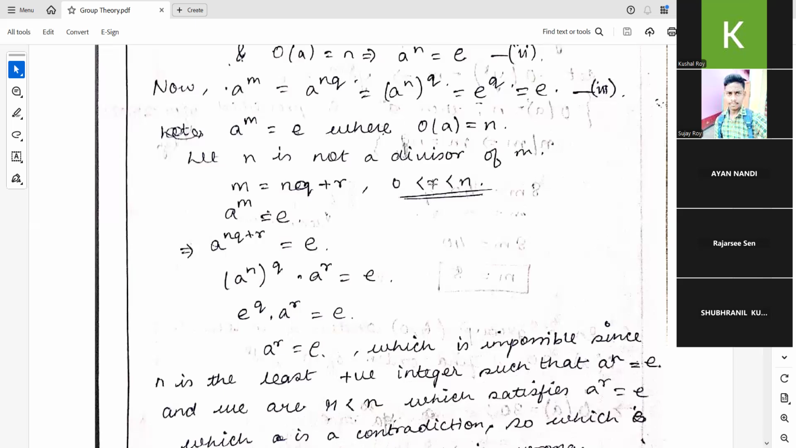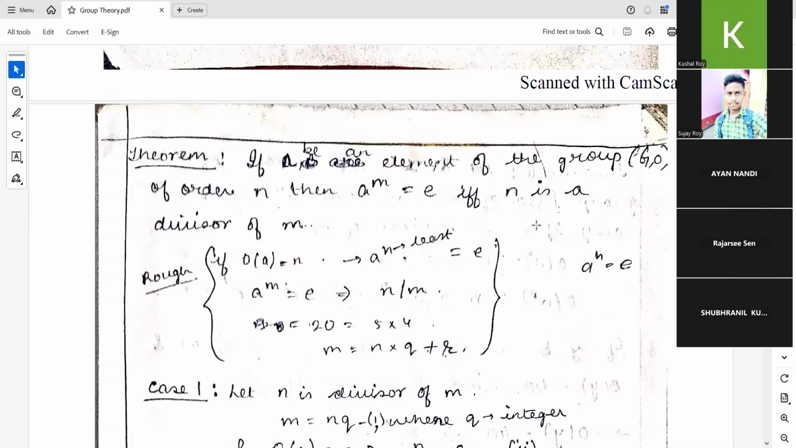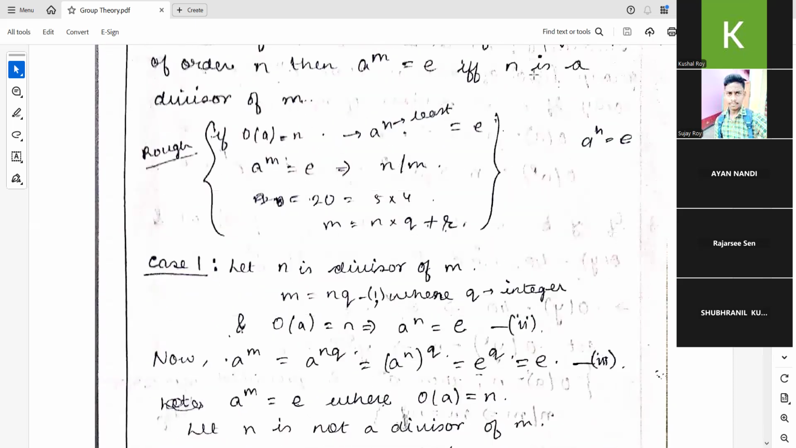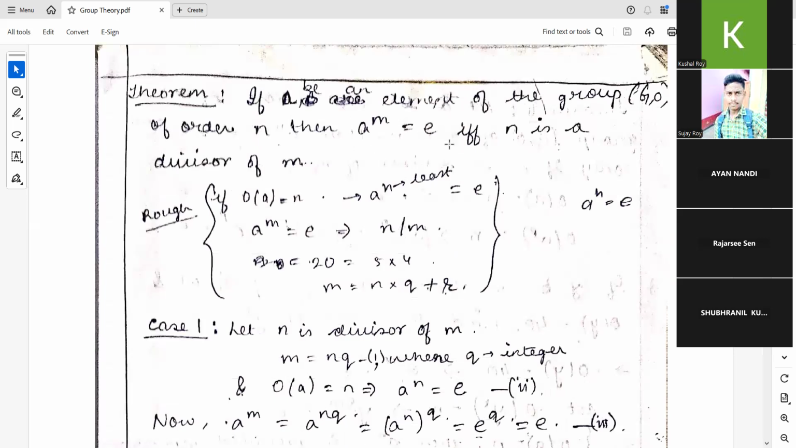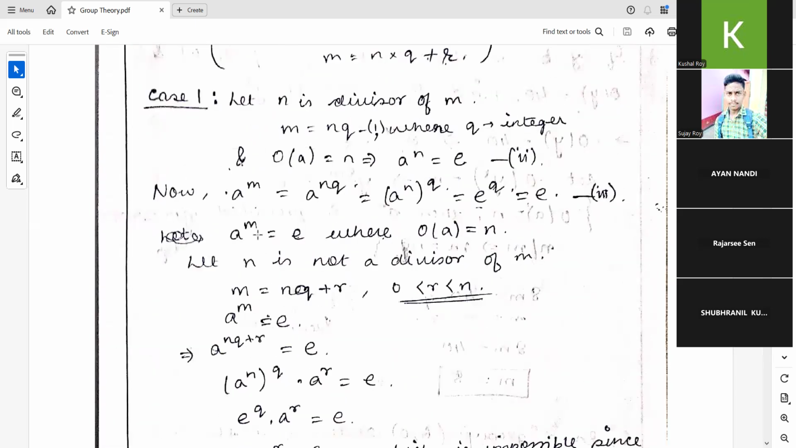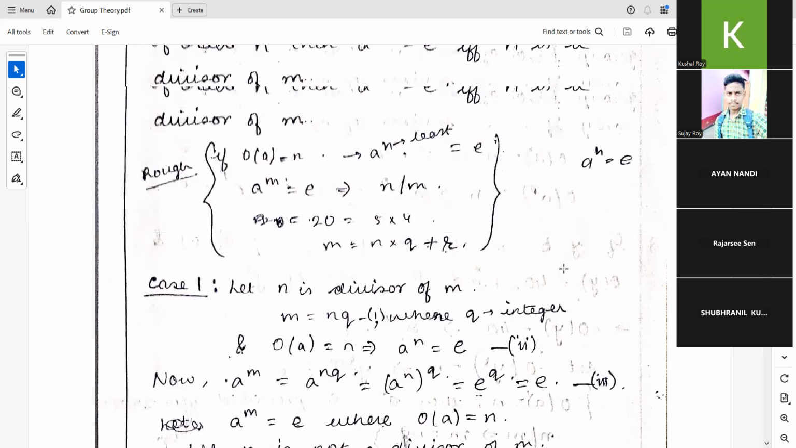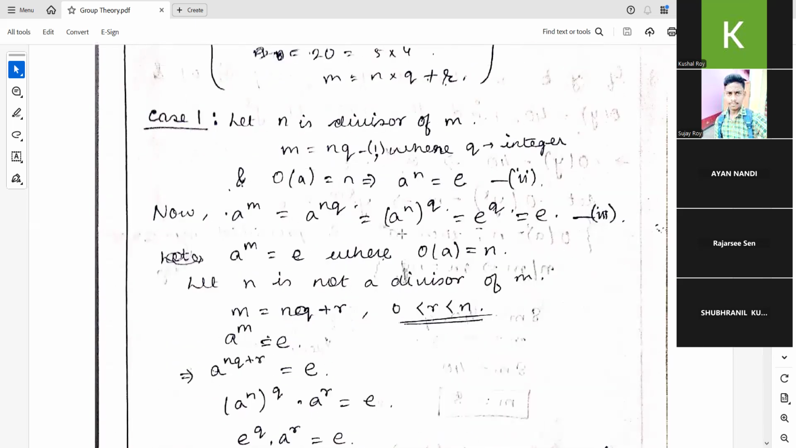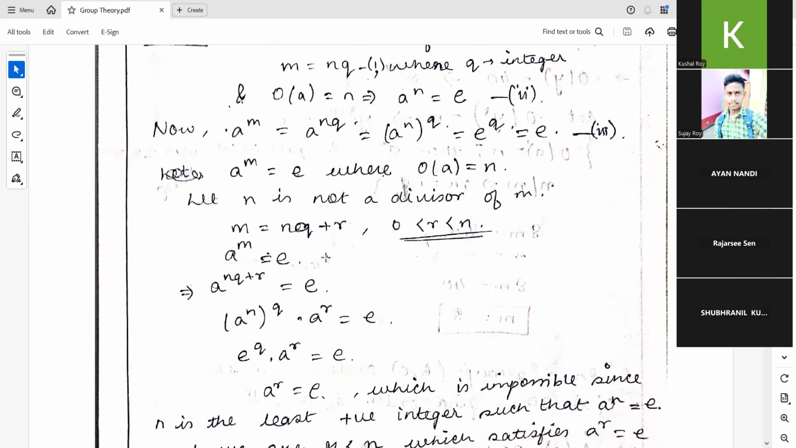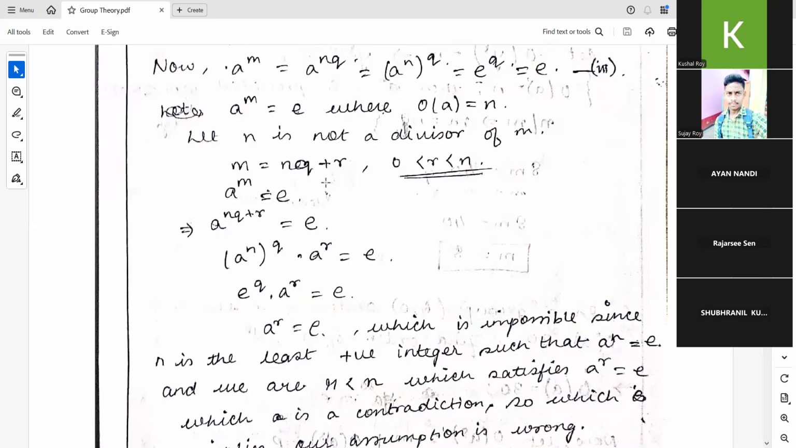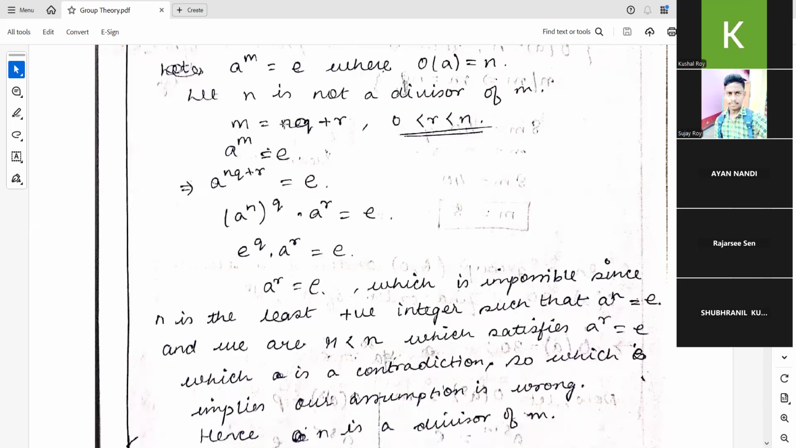Now, since r is not equal to 0, what does it give? The first proof is n is a divisor of m, where we have shown A to the power m is identity. Now we assume A to the power m is identity. What we have to prove is n is a divisor of m. So A to the power m is identity. Now it gives you A to the power nq plus r, where nq plus r is m. So nq plus r is identity. We can write it as A to the power n whole to the power q composition A to the power r is equal to E. Now A to the power n is what? E.